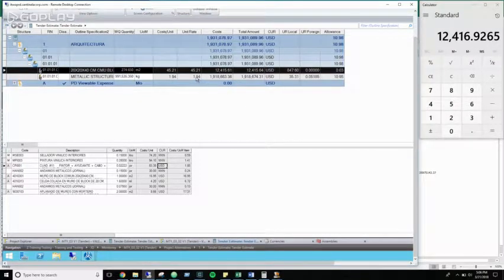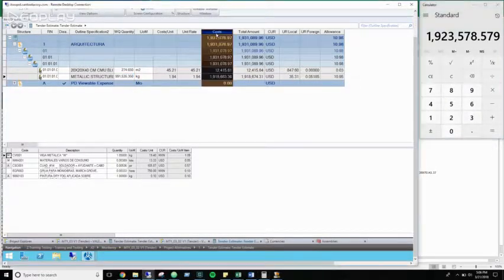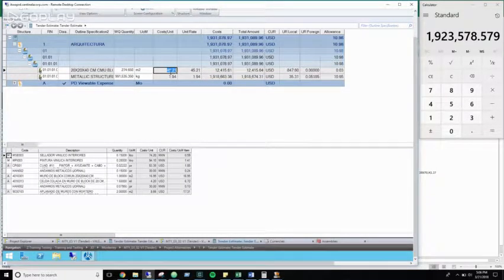So let me try with the next one just to see if this is gonna work. So no, it's not. It's giving me a completely different number. And let me try with the cost again for the first one.